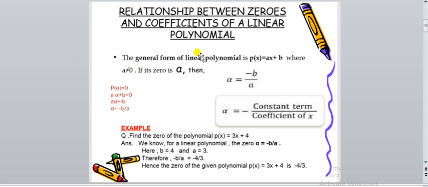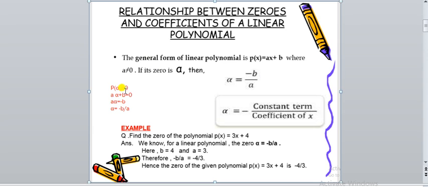a is the coefficient of x and it must not be equal to 0, because if it is 0 then it will be a constant polynomial. We will get p(x) = b, so it is a constant polynomial. So the condition is a must not be equal to 0. Now if its zero is alpha, then how do we find alpha? Alpha is equal to minus b upon a.